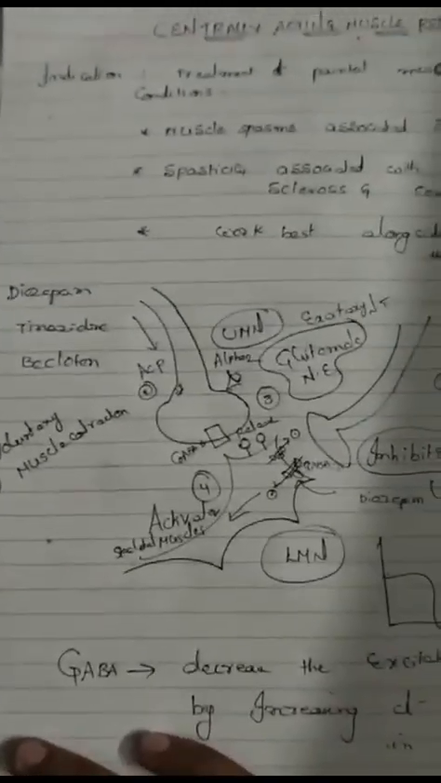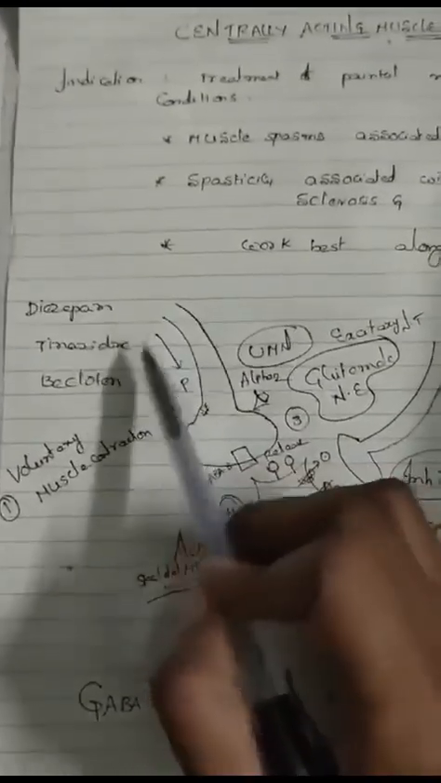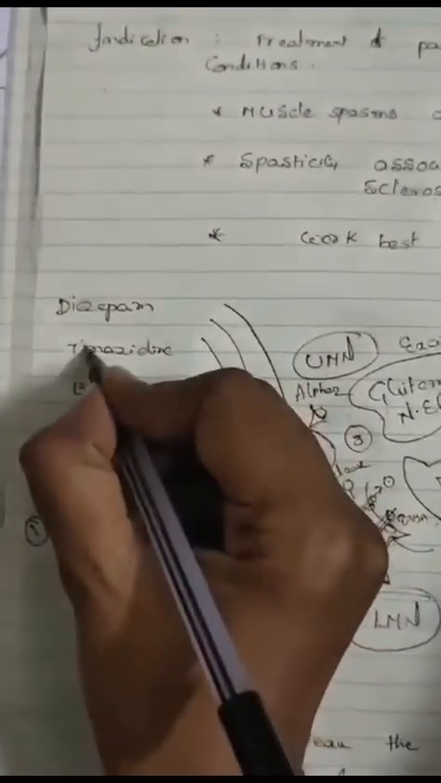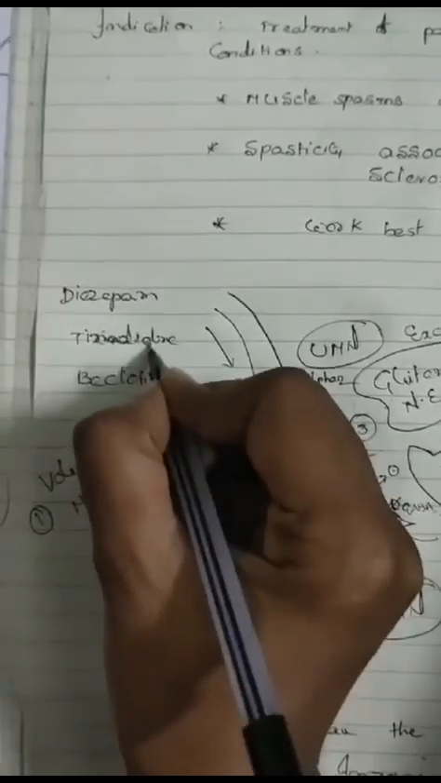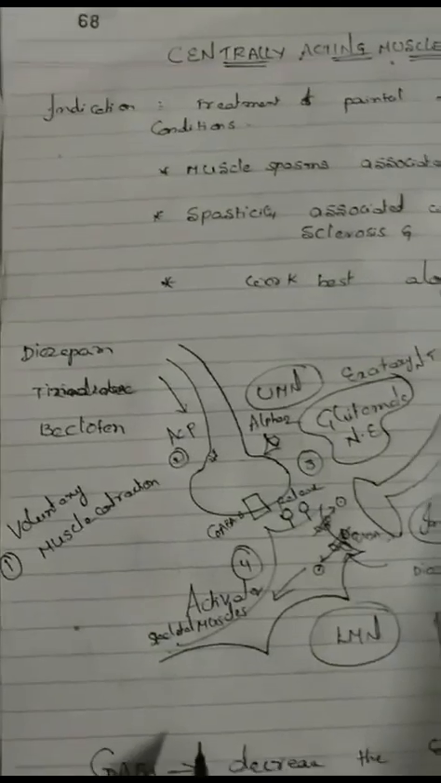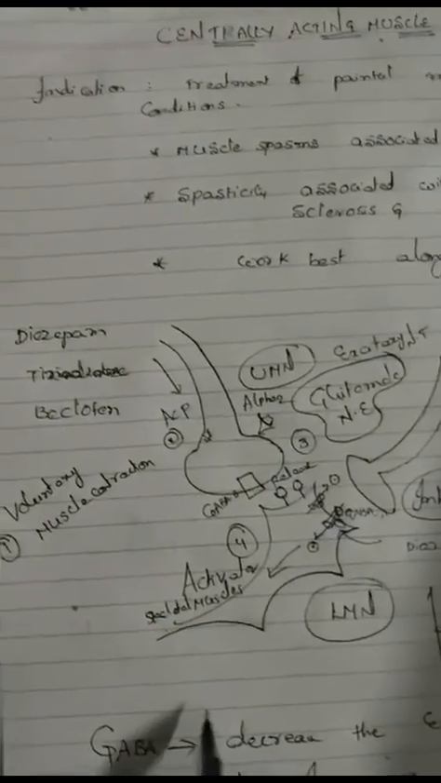Now we'll see the drugs which come under the centrally acting muscle relaxants, that is diazepam. One more drug is tizanidine, T-I-Z-A-N-I-D-I-N-E. Okay, that is tizanidine, diazepam, baclofen. We'll go one by one.